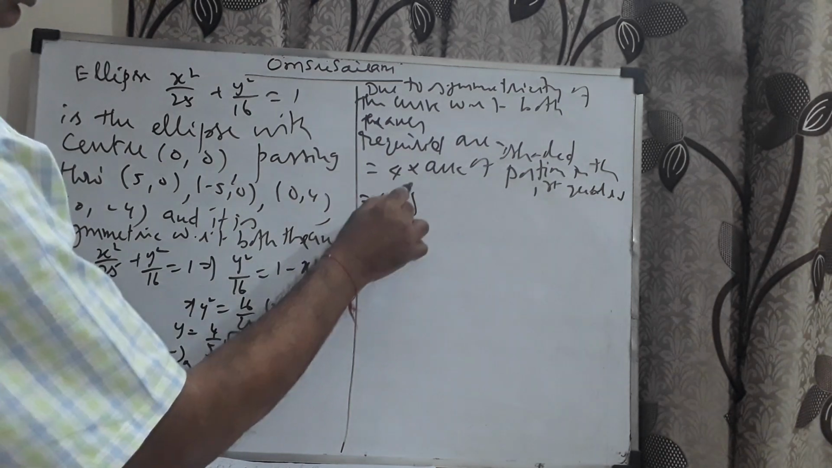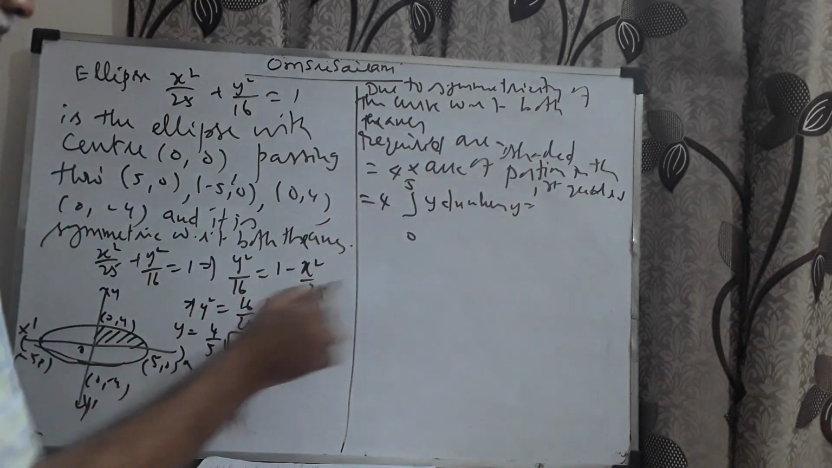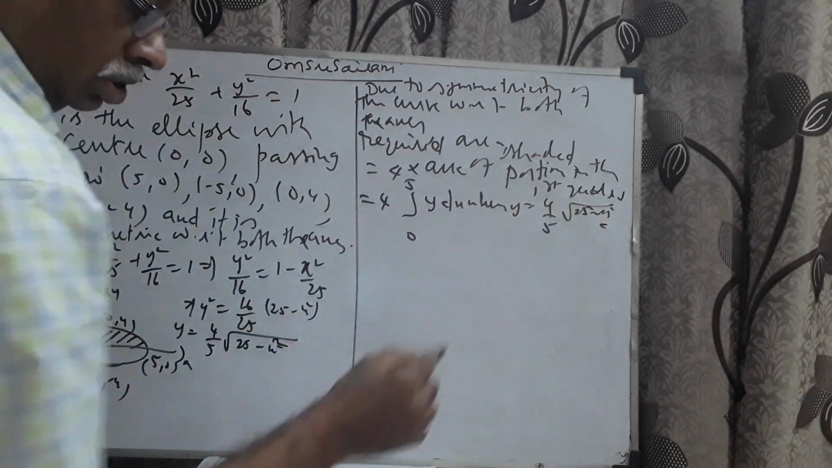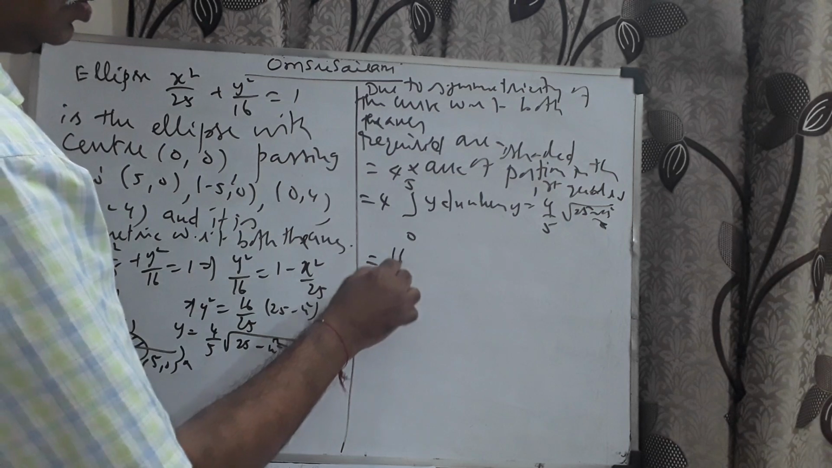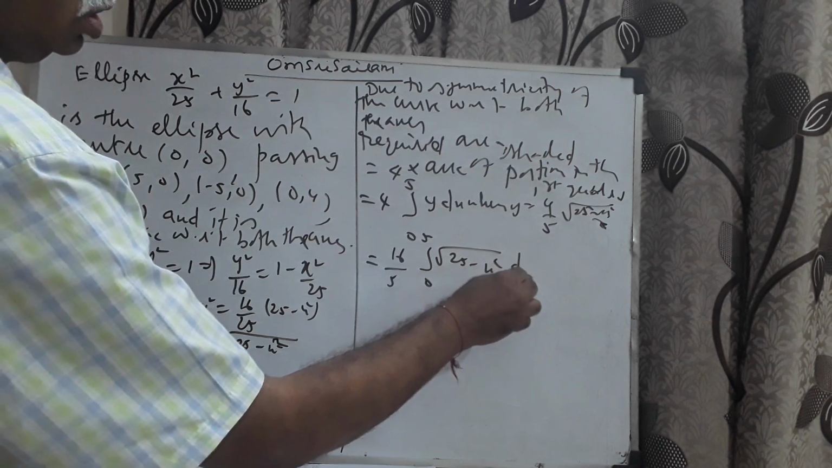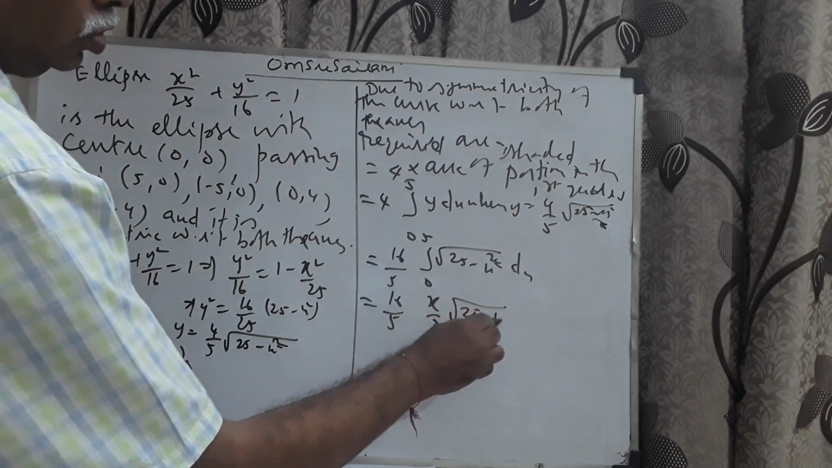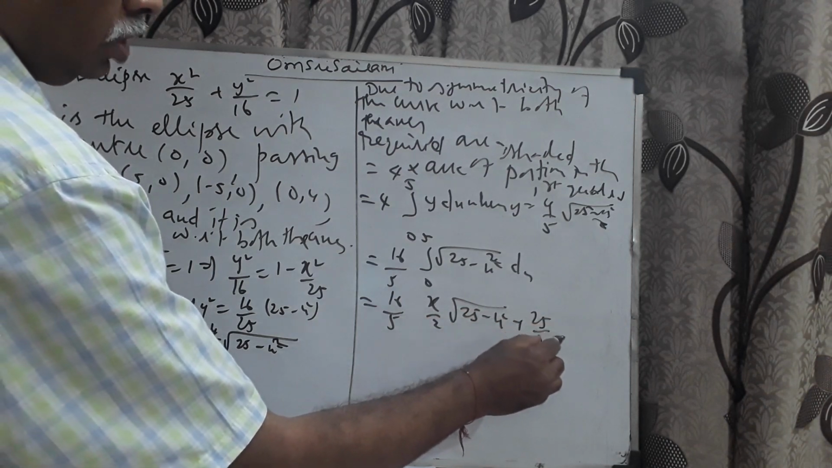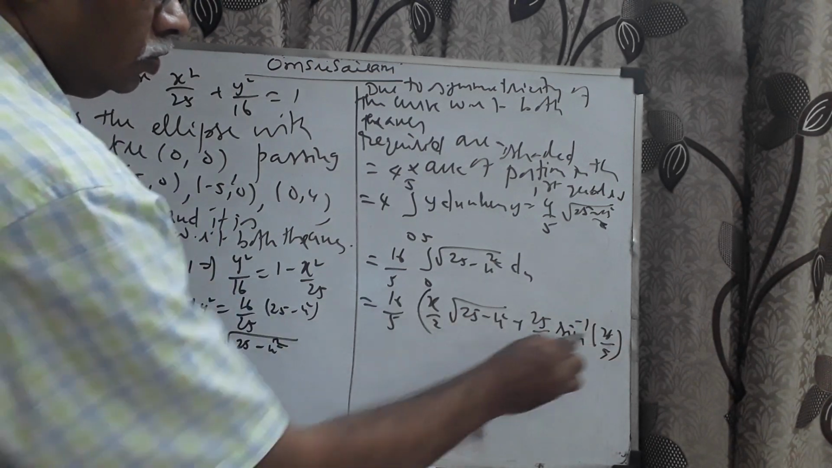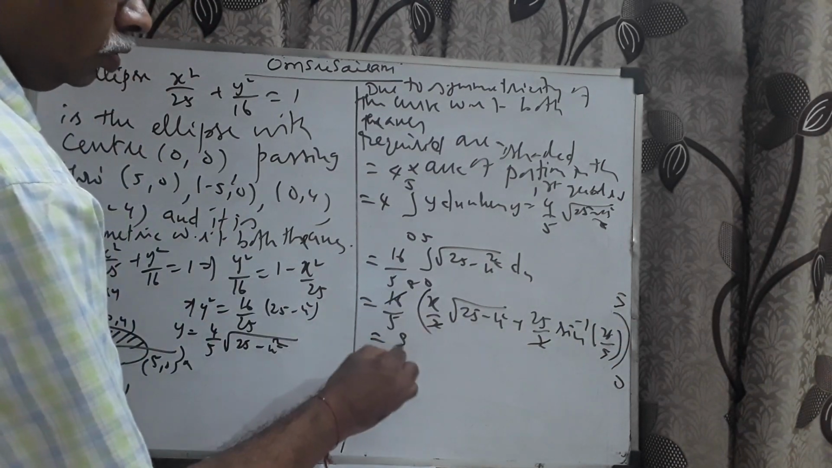Therefore, I'll write it as integral 0 to 5 y dx, where my y I already obtained 4 by 5 root of 25 minus x square dx, which is 16 by 5 integral 0 to 5 root of 25 minus x square. Just recall the formula, x by 2 root of 25 minus x square plus 25 by 2 sine inverse x by 5, 0 to 5. Here anyway 2 can be cancelled out. I'll get 8 by 5 outside.